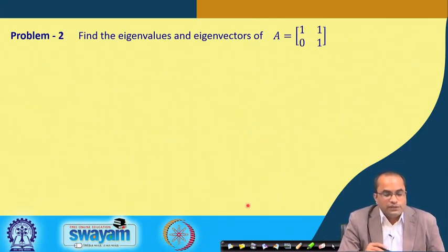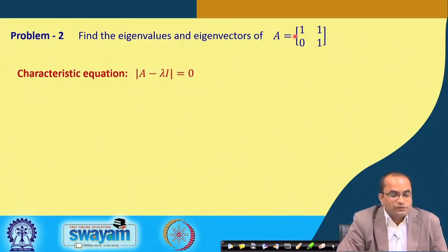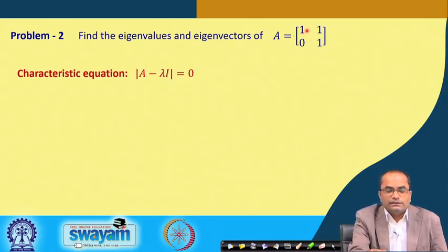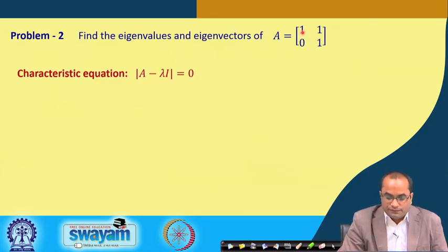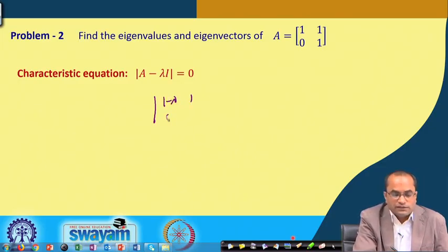So, another example: find the eigenvalues and the eigenvectors of A, which is given here, again a very simple matrix we have taken just for demonstration, (1, 1; 0, -1). If we write down the characteristic equation, that will be A minus lambda I equal to 0. That means we subtract lambda from the diagonal entries. So, that will be 1 minus lambda, 1, 0, and this 1 minus lambda, equal to 0.